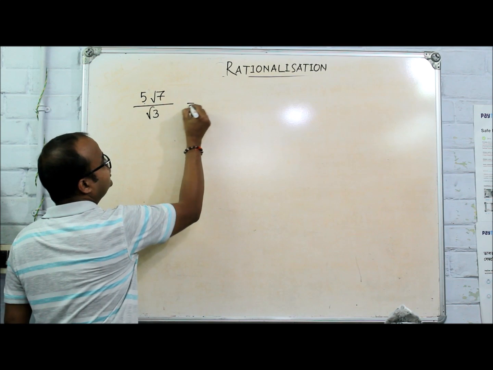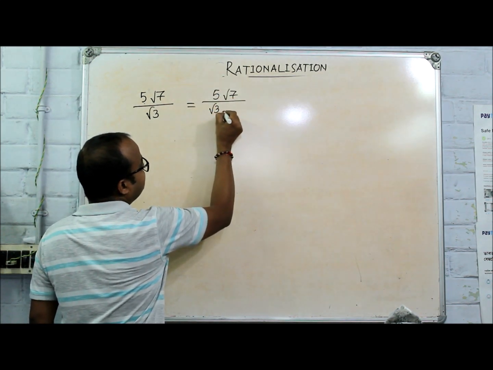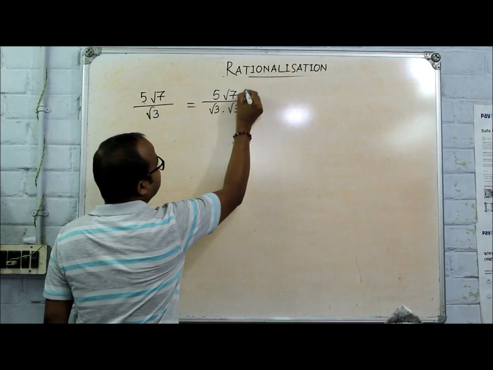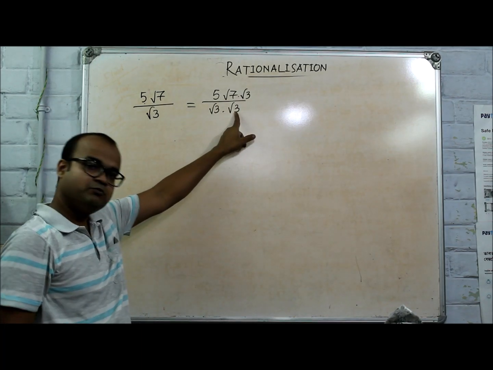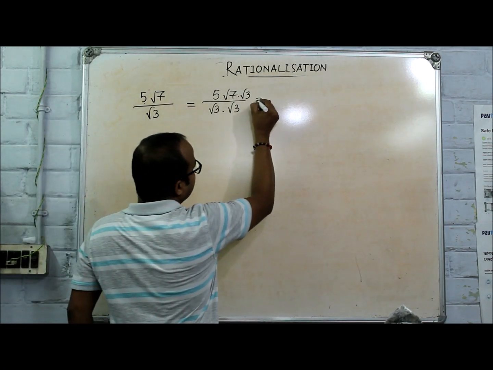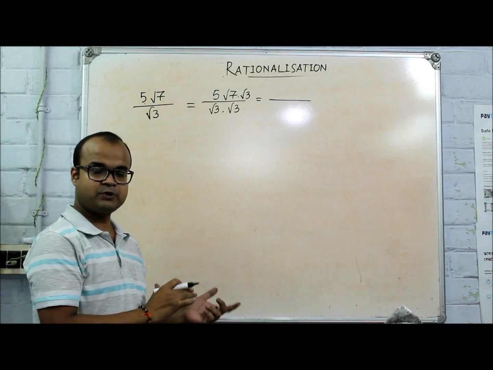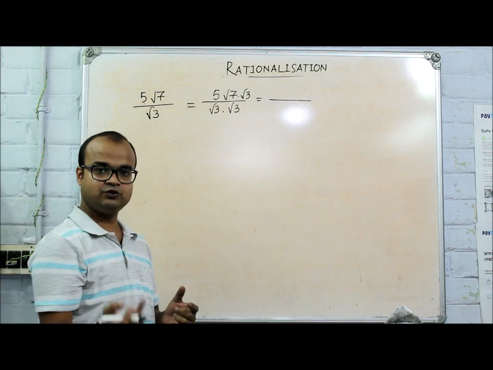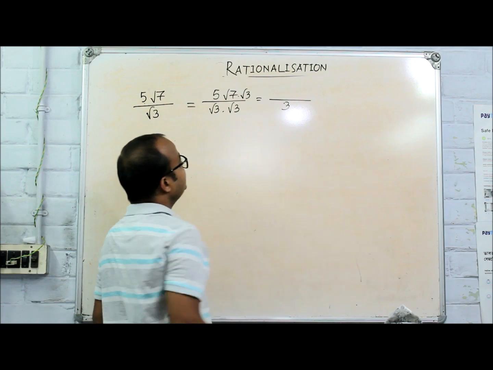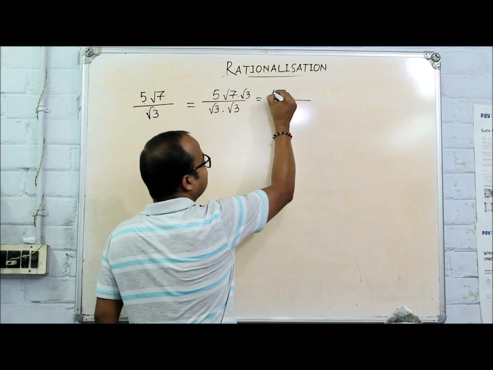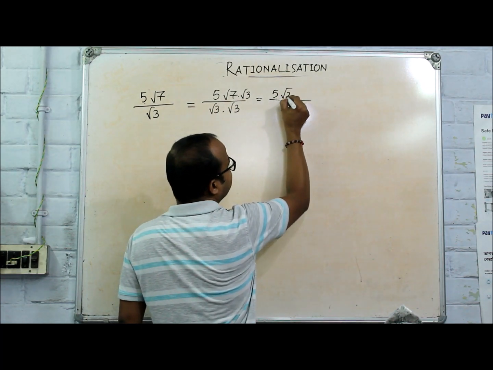So this is equal to 5 root 7 by root 3 into root 3. Here we are multiplying numerator and denominator by root 3. Now root 3 into root 3. The way we solved the last problem, root 5 into root 5 is equal to 5, so root 3 into root 3 is equal to 3. Now root 7 into root 3 is equal to root 21.